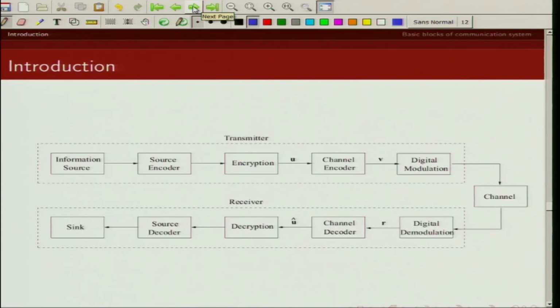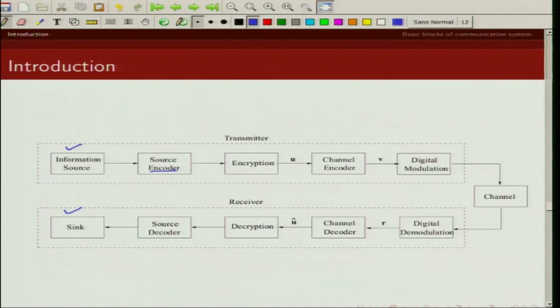So let us look at the block diagram of a communication system. So this is an information source that we want to transmit to a receiver here. So what is the first step involved? This source encoder tries to represent the information source in a compact fashion.